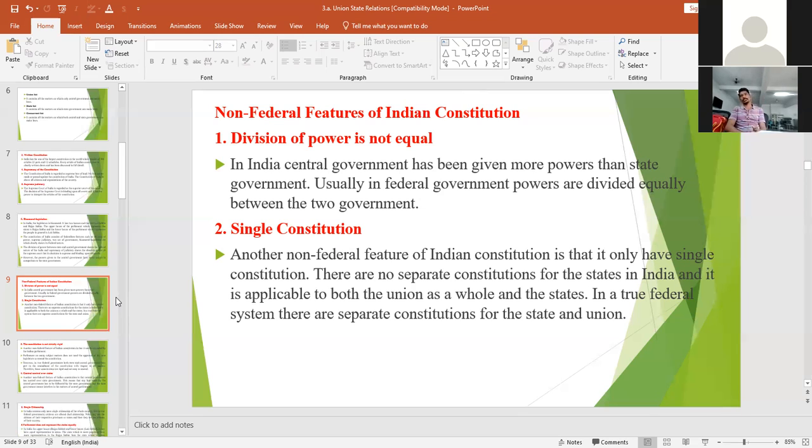Of course, some provisions were given to uplift the marginalized sections in India in the name of reservations. But all are equal before the law. According to Article 14, all are equal before the law. In a true federal system, there are separate constitutions for the states and the central government. But here in India, there is only one constitution. That is why it is not a federal feature, and that is why it is considered non-federal.